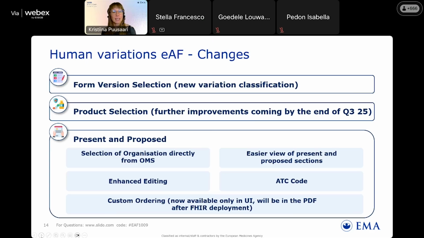And then, of course, in the present and proposed, I will show you how we are selecting the organization directly from OMS, and how you can enlarge either the present side or the proposed side. This is for enhanced and easier editing. We have also removed the ATC code semi-structured button from there because it was causing some issues. And then we'll talk a little bit about the custom ordering. This is today available in the UI, but it's not yet in the PDF. But I have produced a PDF from a lower environment where I can show you how it actually works.